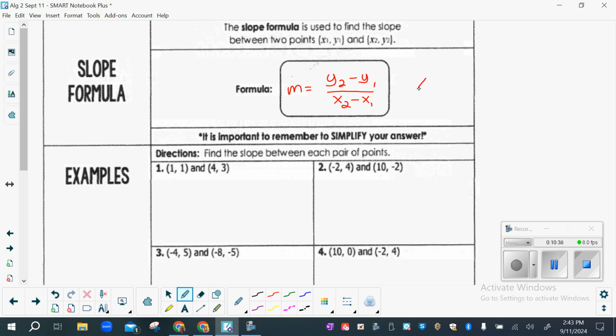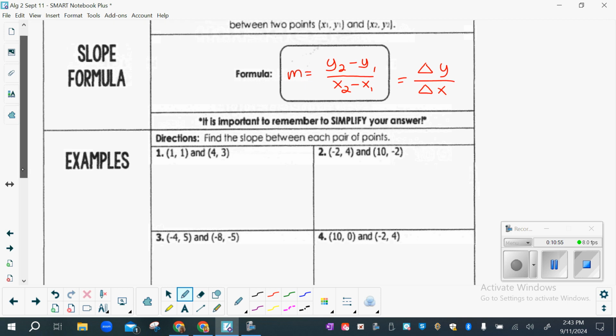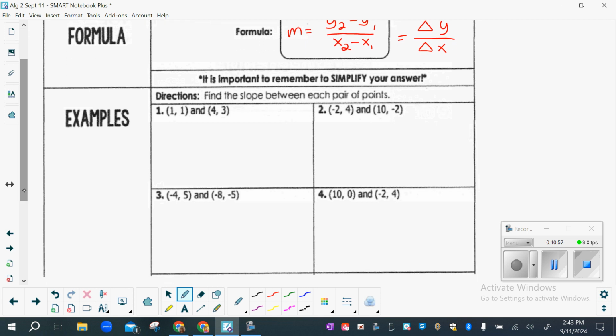So I like to think of it as the change in y over the change in x. This is a Greek letter called delta, and it means change. Change in y. Okay, so let's do the first one, naming this one x1, y1, x2, y2.